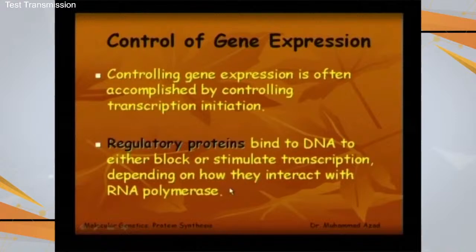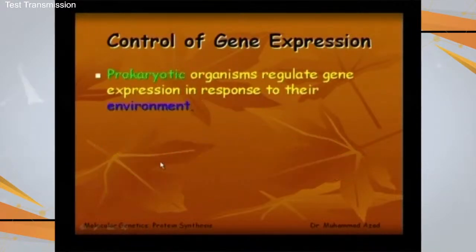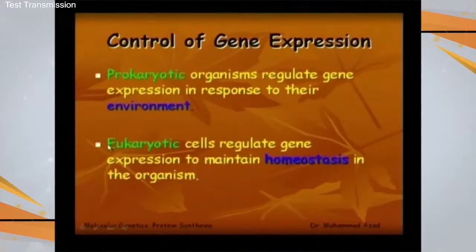Controlling gene expression is often accomplished by controlling the transcription initiation. So the regulatory proteins are going to bind to the DNA either to block or to stimulate transcription, depending upon how they interact with RNA polymerase. It is very important that the regulatory proteins must be in the activated form. Prokaryotic organisms regulate gene expression in response to their environment, while eukaryotic cells regulate gene expression to maintain homeostasis in the organism.